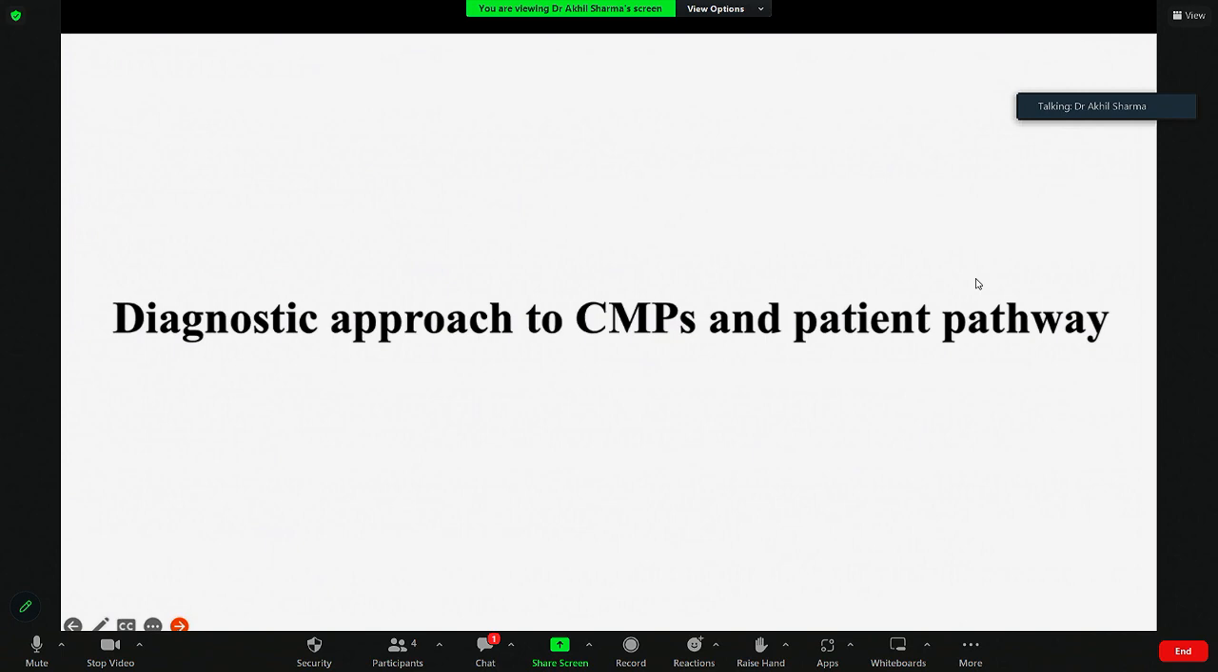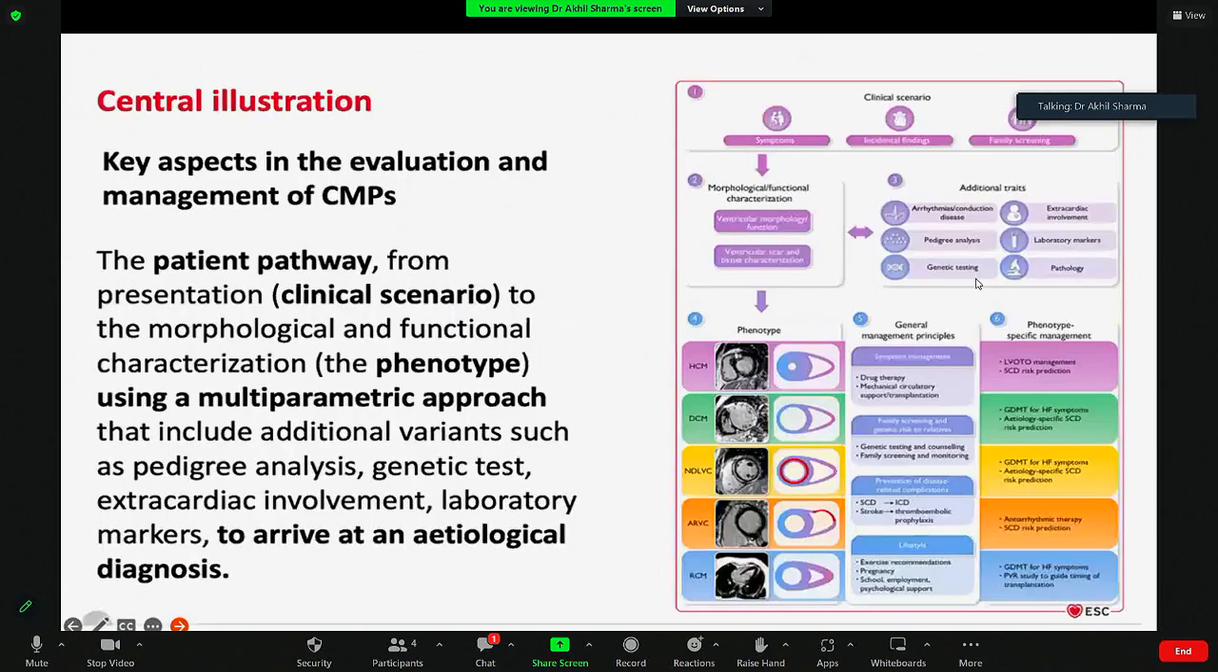As we all are aware, the most important aspect of cardiomyopathy is the identification of the patient and correct diagnosis. Patients can present to us with vague symptoms like dyspnea, palpitation, syncope. They may be identified accidentally during routine investigation, or there may be a family history, so the patient presents to us for screening.